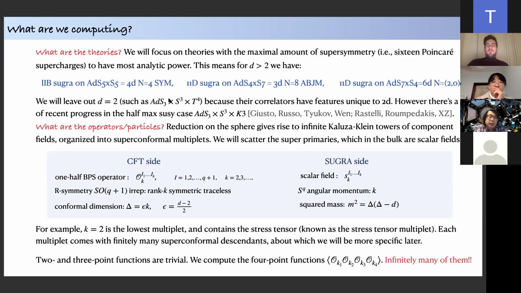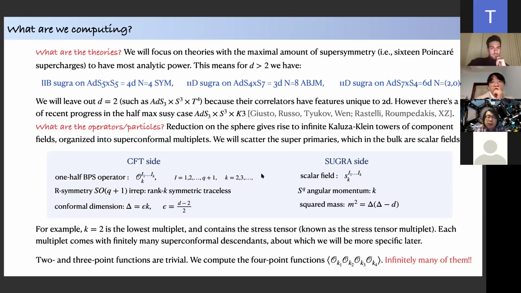So the first is we have type IIB supergravity on AdS5 times S5, and this is just dual to 4D N=4 super Yang-Mills. And we can also consider 11-dimensional supergravity compactified either on AdS4 times S7 or AdS7 times S4. And they are dual to 3D N=8 ABJM or 6D (2,0) theory.